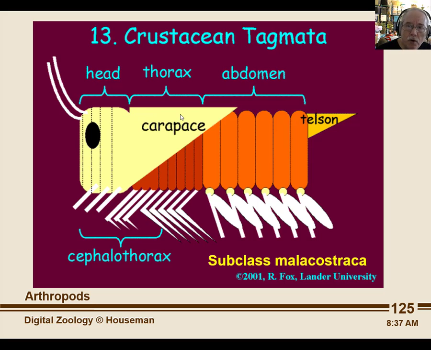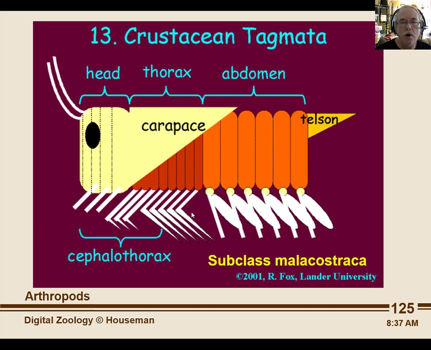Then we have the thorax region of the animal, which is oftentimes covered by the carapace or shield. It covers the head and thorax, right? In the thorax region, we have three pairs of legs that are oftentimes used as mouth parts. And those first three pairs of thoracic appendages are called maxillipeds. So first, second, and third maxillipeds.